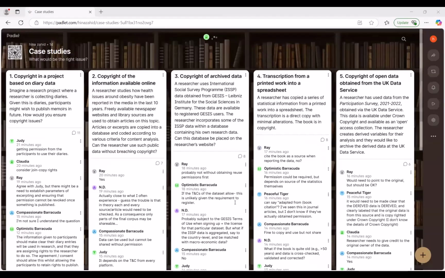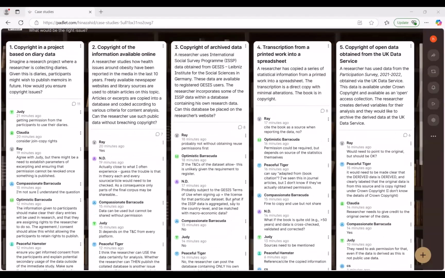And in terms of the fourth one, transcription from a printed work into a spreadsheet. Here, the researcher should technically have cleared copyright before transcription, and if the work is for personal use only, this can probably be disregarded. But if the newly constructed dataset is to be archived and disseminated, copyright clearance will need to be gained from the copyright holder.